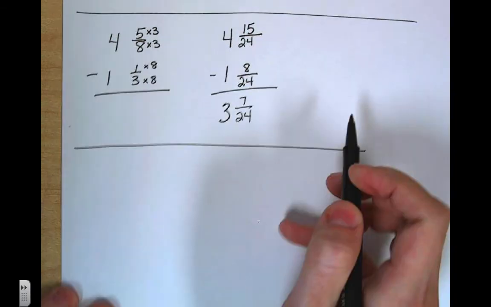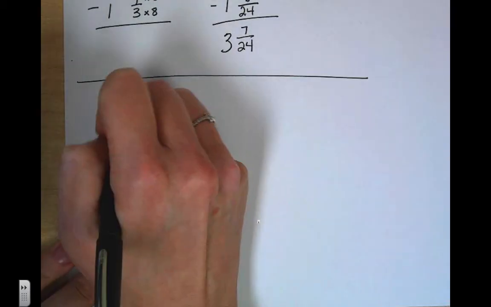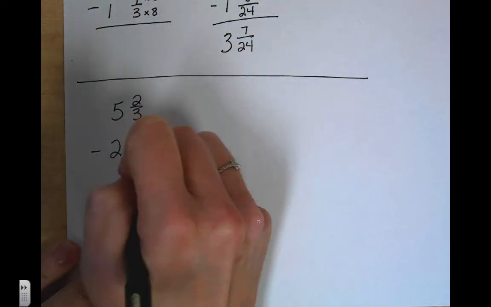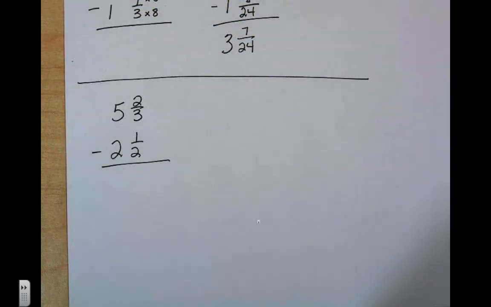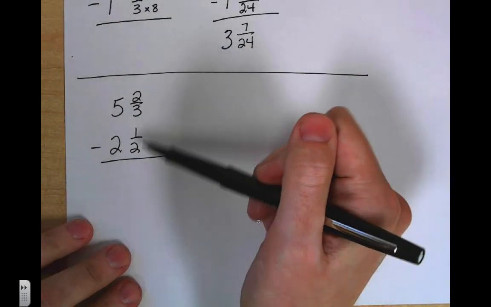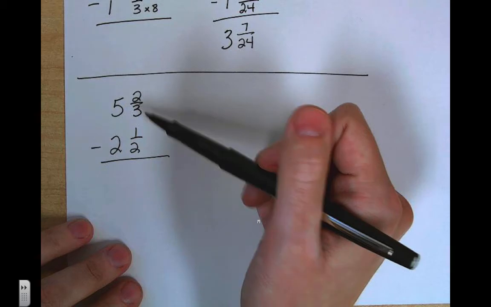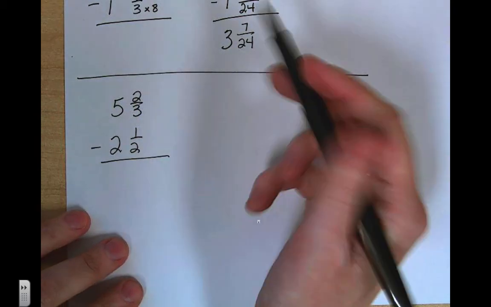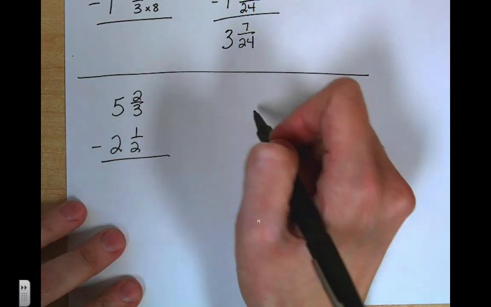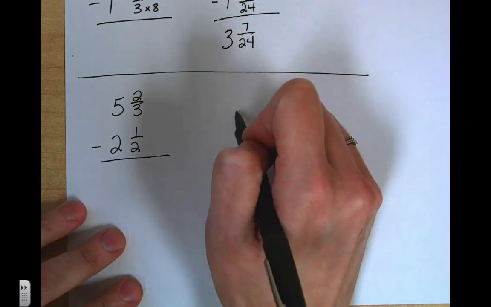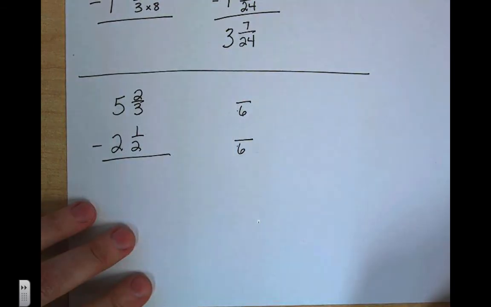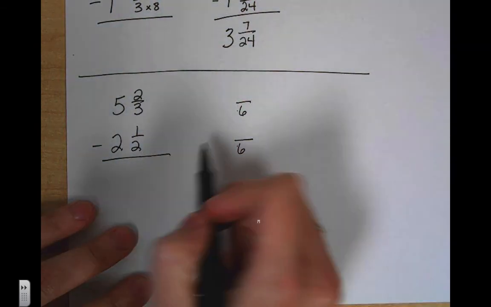All right, and the last one. We have 5 and 2/3 minus 2 and 1/2. All right, looking here, again, we need to find a common denominator. I cannot take 2 times anything to get to 3, and I cannot take 3 times anything to get to 2, so I need to change both of them. If you look at your multiplication chart, you will see in your 3's column and your 2's column, the first number that's the same is 6. So my common denominator is 6.